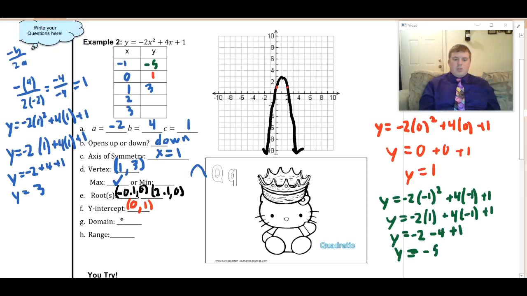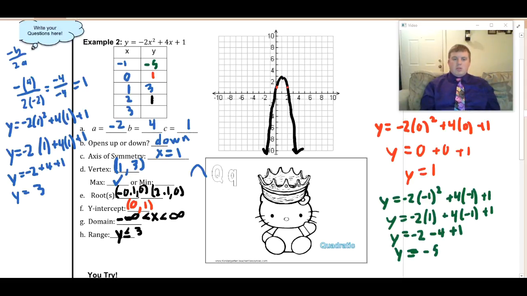Last thing, domain. Again, our domain is going to be all real numbers. I'm just going to write it a different way this time so you can see it. I'll write it in set notation. We go from negative infinity to x to positive infinity. That's the same thing as saying all real numbers. And then the range, our vertex value is going to be a 3 at the top, and then we want all the values below it. So we're going to have y is less than or equal to 3.